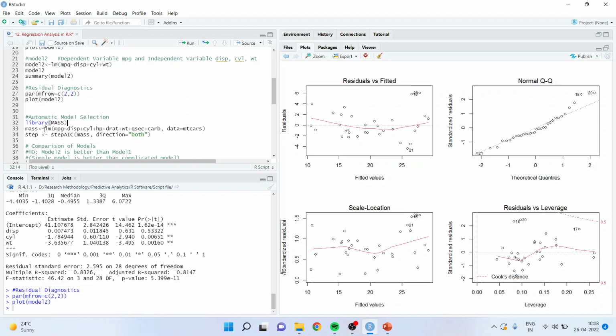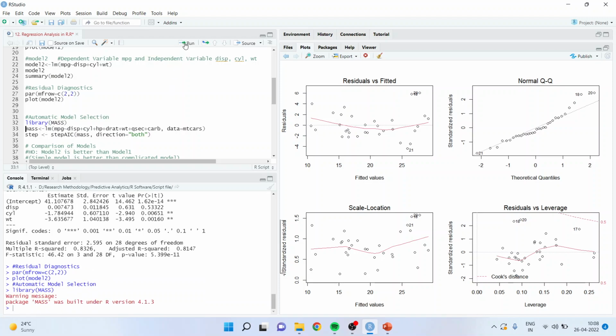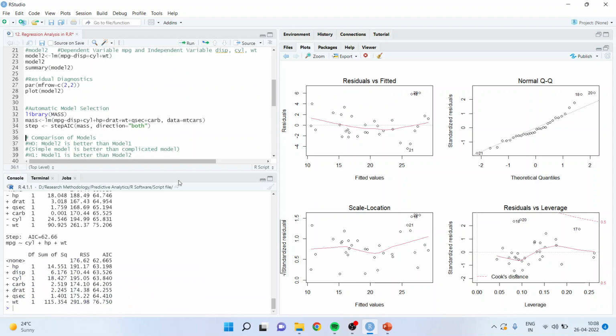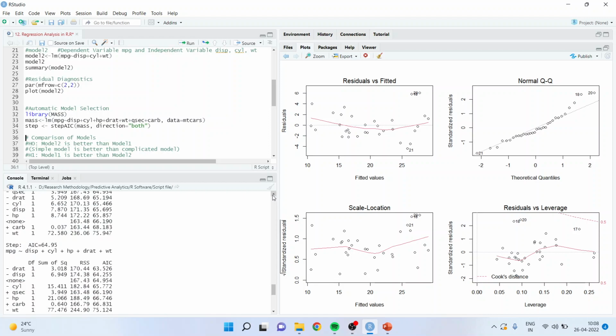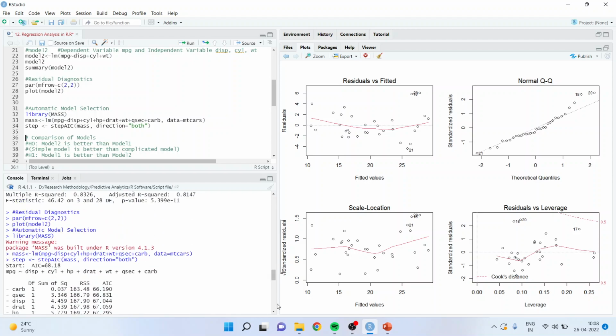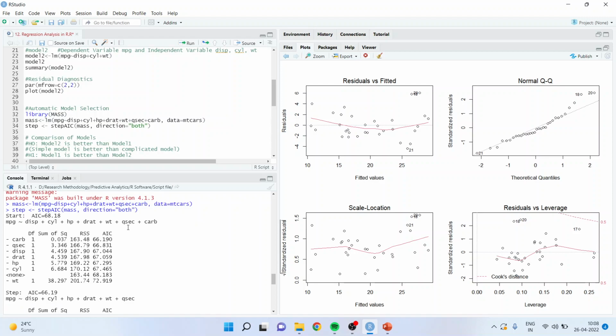Once this is done, I will run the model, mask lm. I will insert all the independent variables and then I will pass the command stepAIC, direction both. Direction both means you have to include and exclude the variables simultaneously. Run. Now it will carve out the model on the basis of AIC criteria, that is Akaike information criteria. It will try to lower it as much as possible.